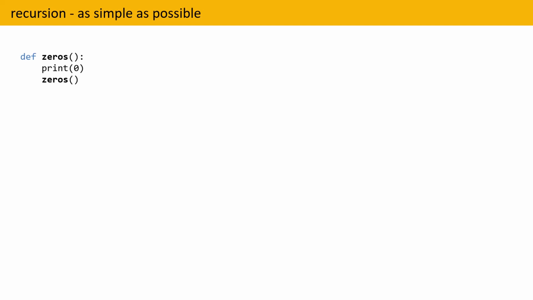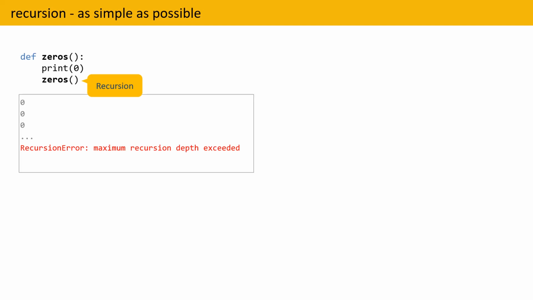This function named zeros prints the number 0 and then calls itself again. That is the recursion. What does it do? It prints 0, then calls zeros, which prints the number 0, then calls zeros again, which, you get the idea. In theory, this loop goes on forever. In practice, after 1000 iterations, you will see a recursion error occurring with the message maximum recursion depth exceeded.